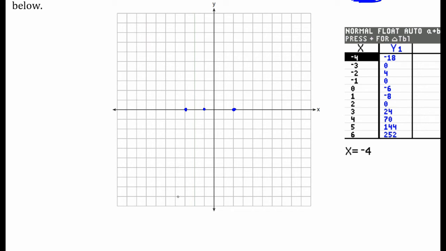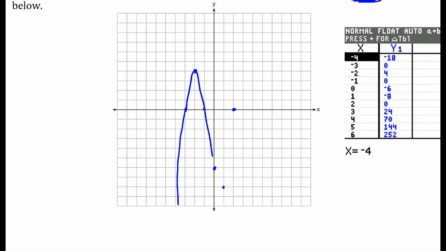I have negative 4, negative 18, which means I can't plot that on here. But it means the function's coming up like that. Negative 2, 4. Negative 1, 0. 0, negative 6. Then 1, negative 6. 2, negative 8. And then 2, 0. And then 3, 24 means it goes up forever.